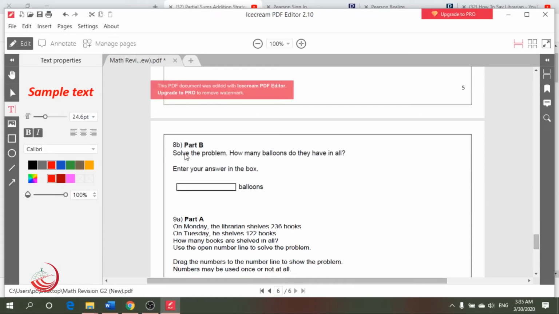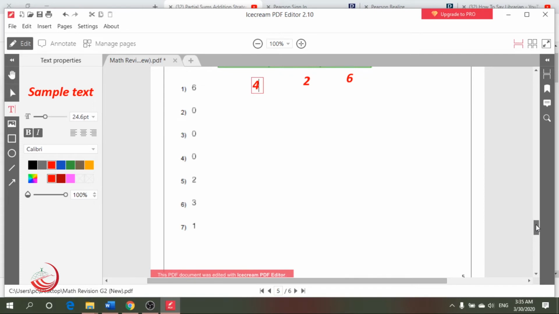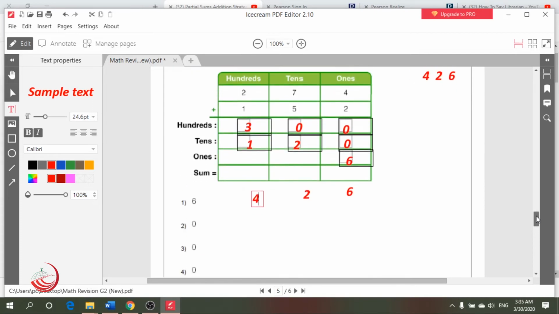So here in part B of the previous question, he is asking, solve the problem. We finished, we solved the problem. How many balloons do they have in all? Enter your answer in the box. Let's go back up and try to remember what was the answer here.